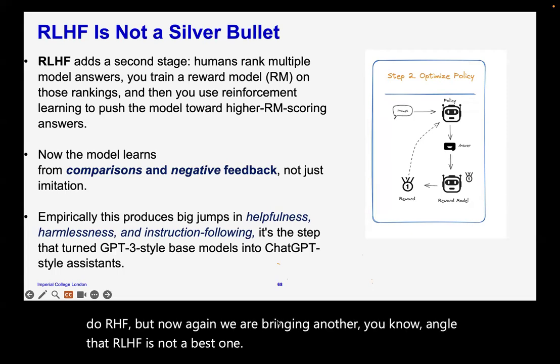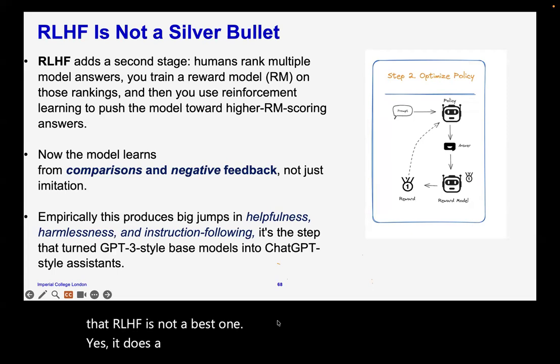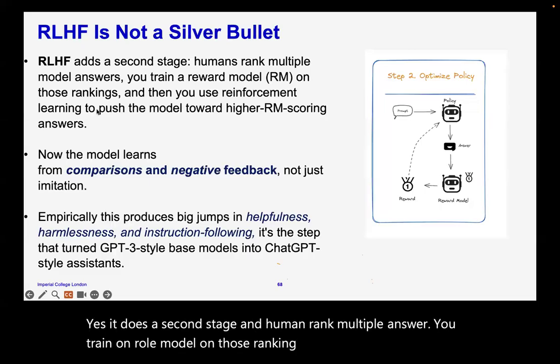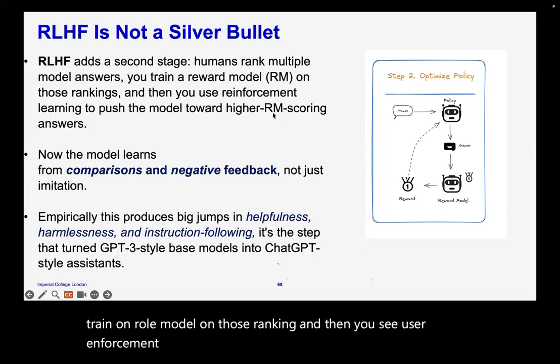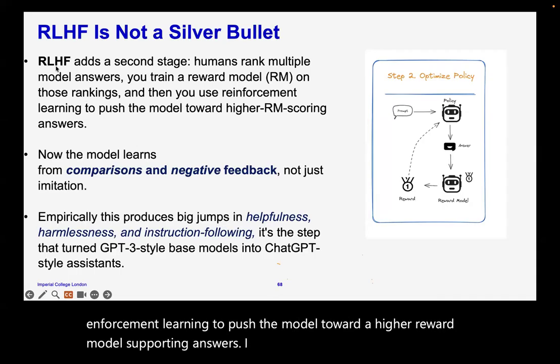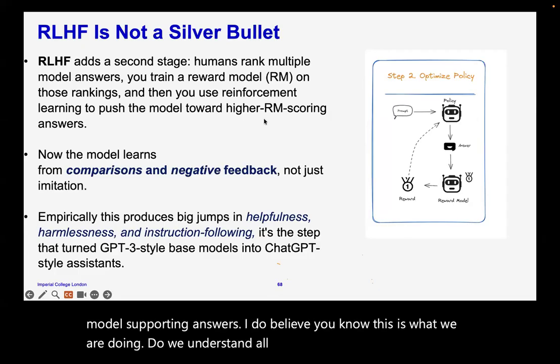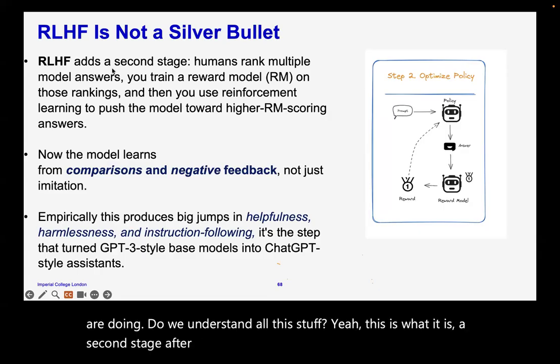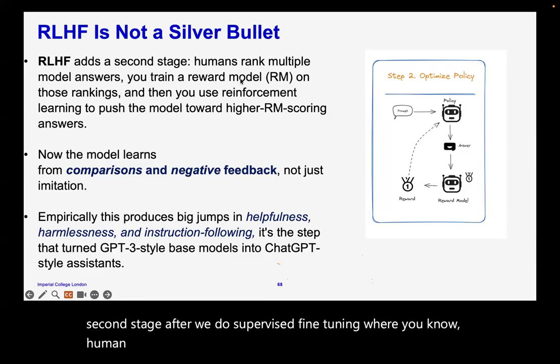Yes, it is a second stage where humans rank multiple answers. You train a reward model on those rankings, and then you use reinforcement learning to push the model toward answers with a higher reward model score. I do believe this is what we are doing. Do we understand all this? Yes, this is what RLHF is: a second stage after supervised fine-tuning, where humans rank multiple model answers and you train a reward model on those rankings.